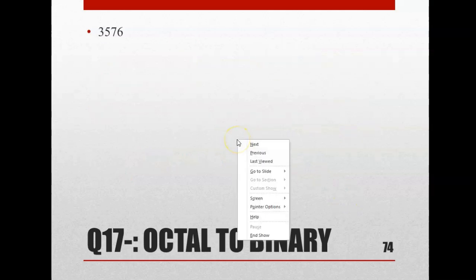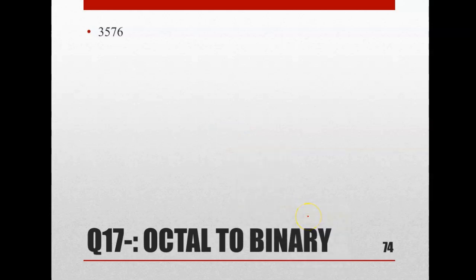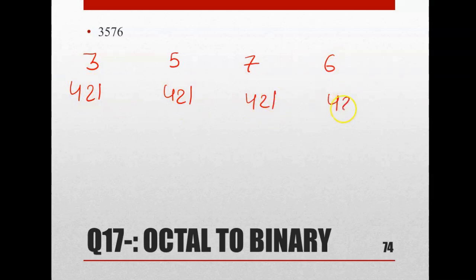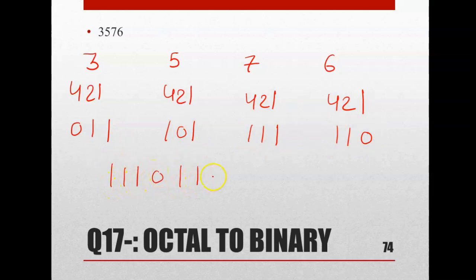Let us start with the third part of this question number 17, which is 3 5 7 6. Okay, so just do it together. 3 5 7 6. 4 2 1, 4 2 1, 4 2 1, 4 2 1. Then 0 1 1. 4 plus 1 is 5, 1 0 1. Triple 1. 4 plus 2 is 6, 1 1 0. Write them together. Triple 1 0 1 1 1 1 1 1 0, base 2. Okay, so here we finished all the three.